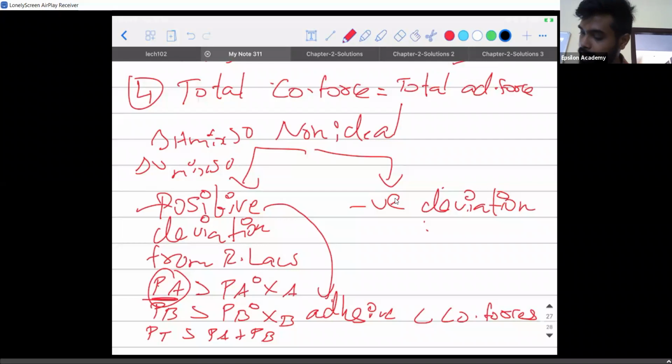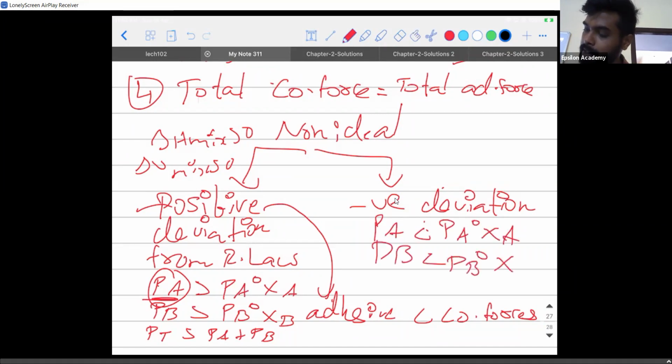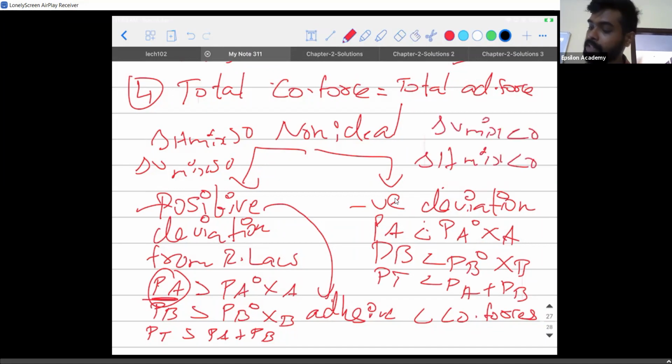Right? So I can write that PA will be lesser than PA naught XA, PB will be lesser than PB naught XB, P total will be lesser than PA plus PB, then delta H mix will be less than 0, delta V mix is less than 0, and at last it should be opposite. The cohesive forces should be lesser than the adhesive forces. Same analogy, same analogy. Now what happened?